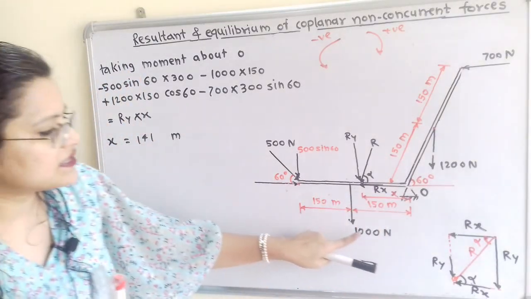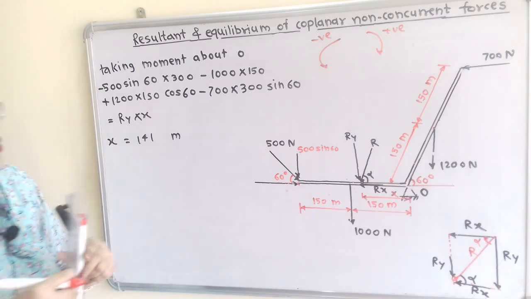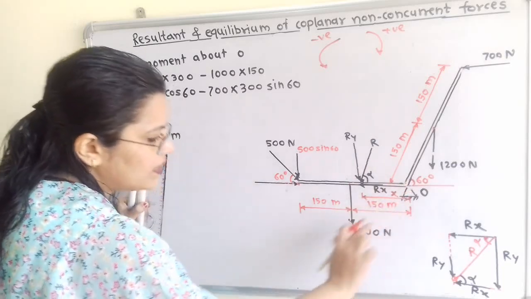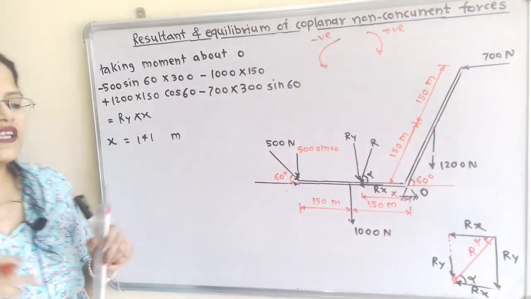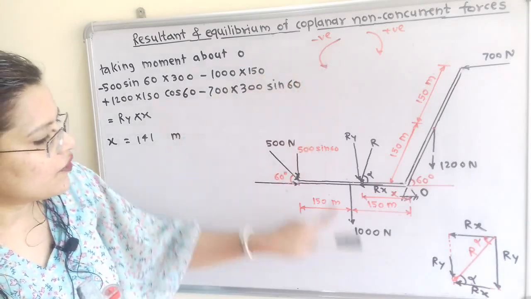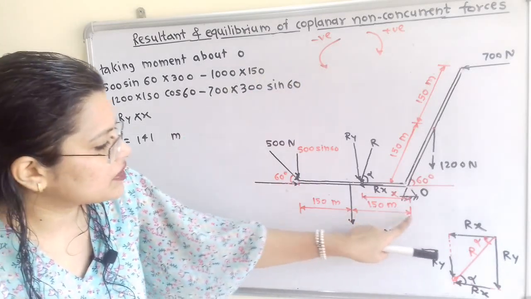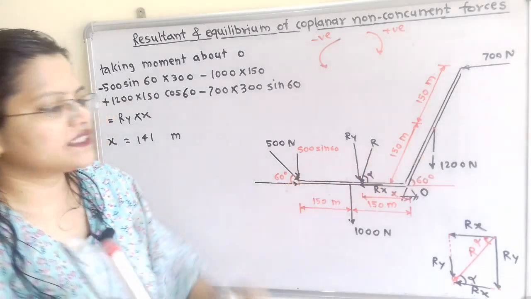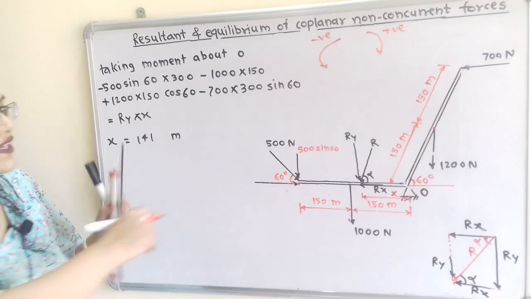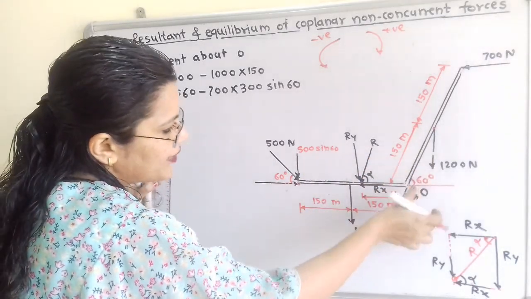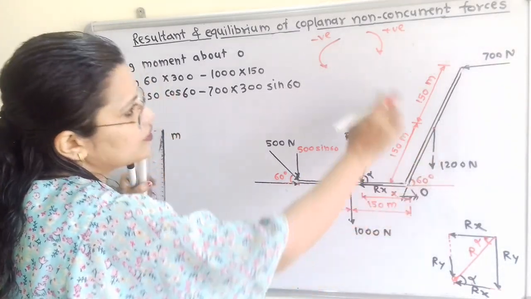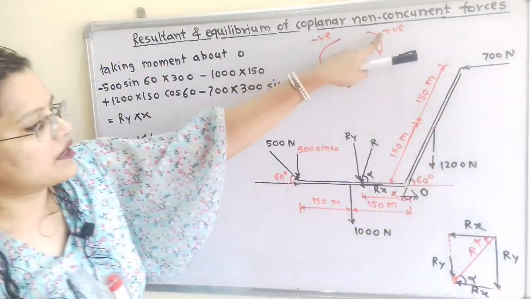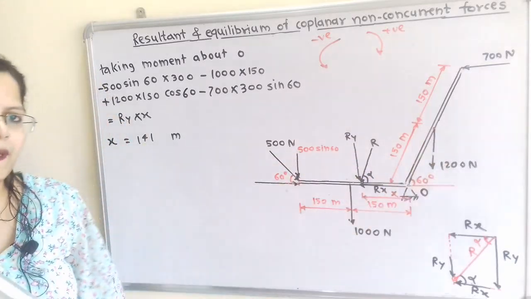Now we will move to the next force, 1000 Newton. For 1000 Newton also, if I move the compass in the downward direction, then here also it is the anti-clockwise direction. So minus 1000 into perpendicular distance 150. Then we will move to the next, the 1200 Newton force. Now if I move the compass about the point O in the downward direction, here is the clockwise direction. So here positive sign. So plus 1200 multiplied by the perpendicular distance.